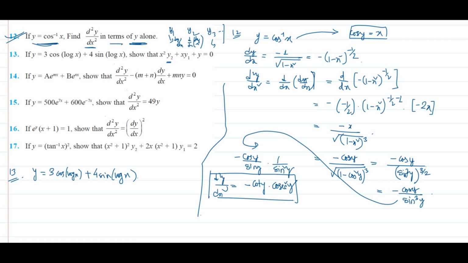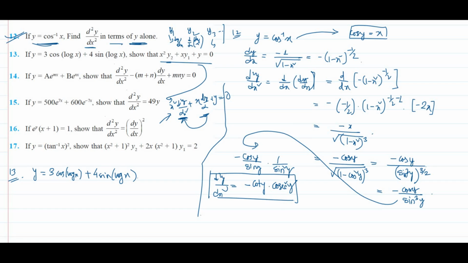So basically here we need to show what? Nothing but x square d square y by dx square plus x dy by dx plus y is equal to 0. So basically what we are needed to find? We are needed to find dy by dx, then we need to find d square y by dx square, and then put the expression in LHS and find it equal to be 0.